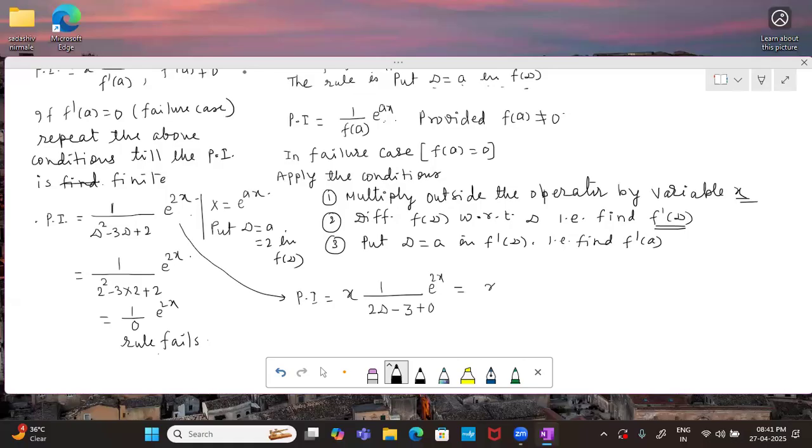is equal to x into 1 upon, again put the value of D. We follow this rule, D is equal to a. What is a? A is 2. So 2 into 2 minus 3, e raised to 2x. So it is x into 1 upon 1 into e raised to 2x. So finally PI is x into e raised to 2x. That is a particular integral. In the last step, it is free from D, so PI is complete.